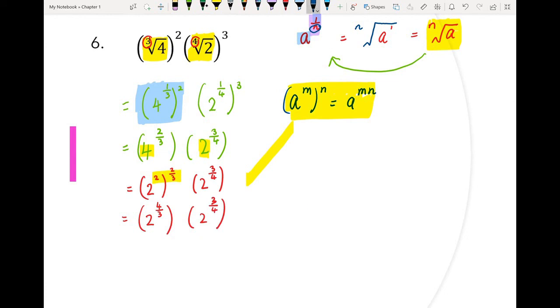So at this line, if the bases are the same, I can apply this rule, that is A power M multiplied with A power N is equal to A power M plus N. Okay, I'm going to get 2 power 4 over 3 plus 3 over 4, since the bases are the same. And since this one is a multiplication, I'm going to add the powers. So now solving it, I will get 2 to the power of 25 over 12.